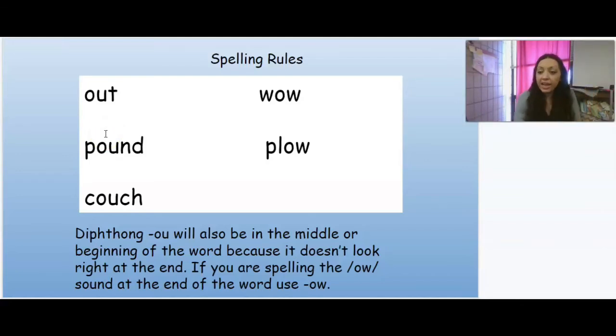Because it doesn't look right at the end, okay? You're not going to end with that U like that in the OU. If you are spelling the ow sound at the end of the word, you're going to use the OW, okay? We're not going to put the OU at the end. The OU goes in the middle. The OW goes at the end. And we're going to practice that today and tomorrow, okay?